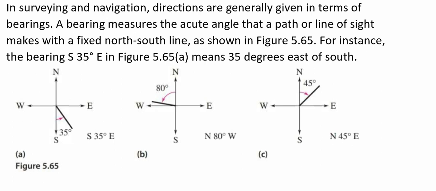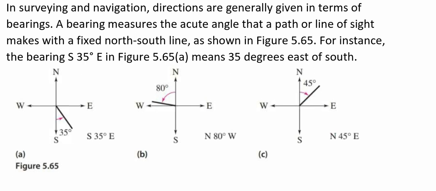In this video, we're going to be talking about trigonometry and bearings. In surveying and navigation, directions are generally given in terms of bearings. A bearing measures the acute angle that a path or line of sight makes with a fixed north-south line, as shown in this figure below.